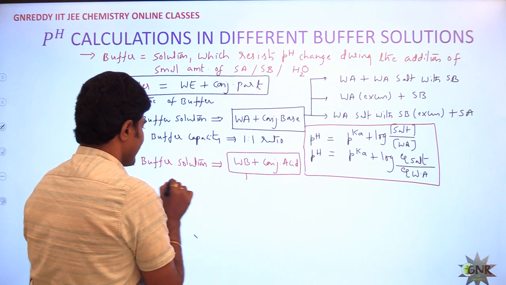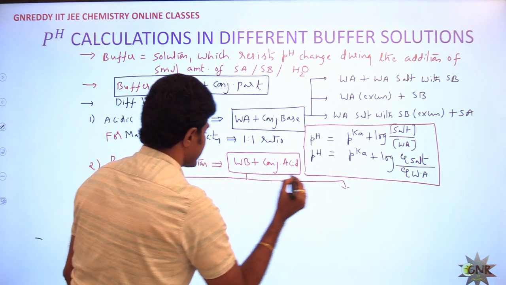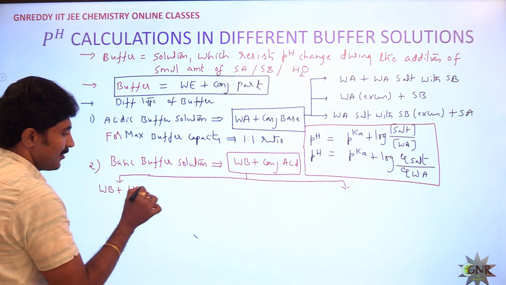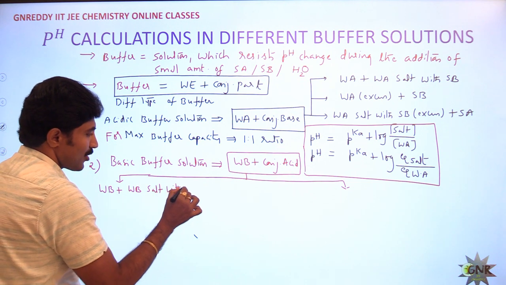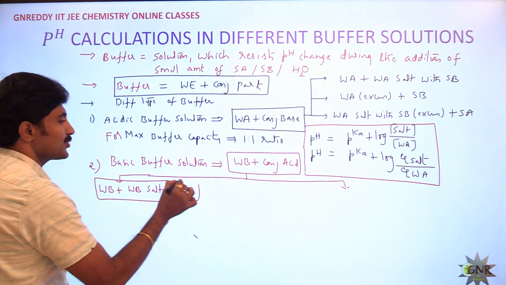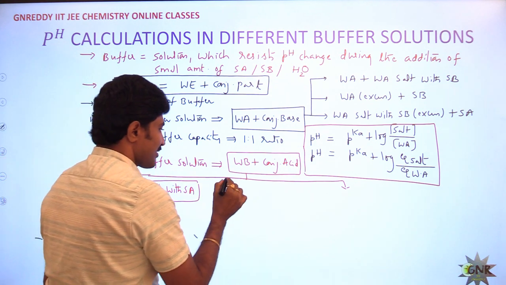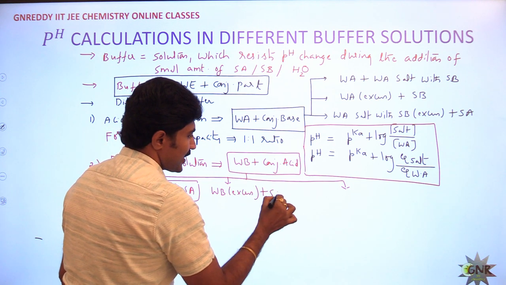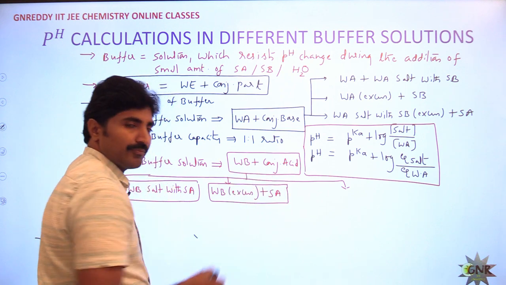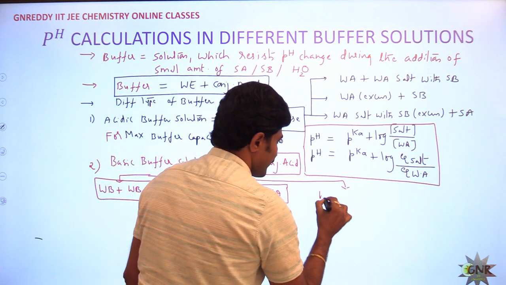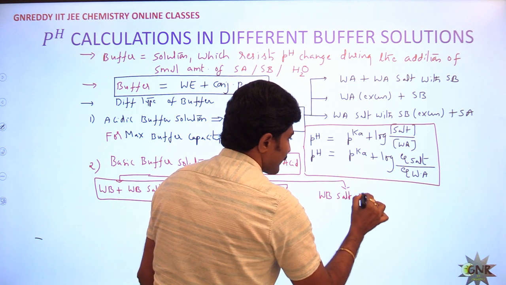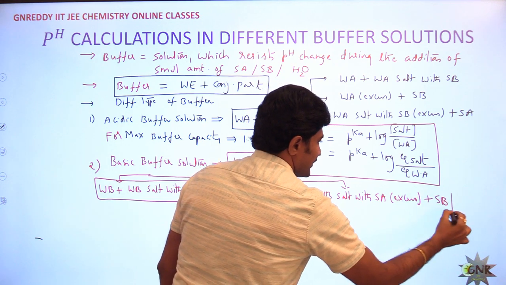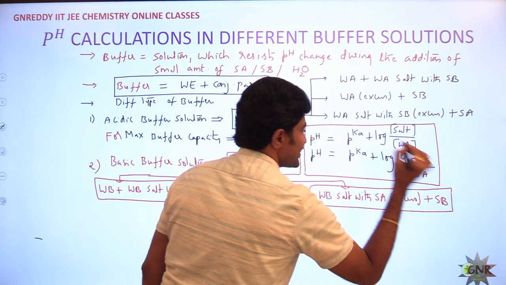Here also, how do you identify this basic buffer solution in different combinations? It can be identified by weak base plus weak base salt with strong acid. This is one combination to identify basic buffer solution. The second combination is weak base in excess plus strong acid. And the third combination, weak base salt with strong acid in excess plus strong base. These combinations simply represent basic buffer solution.